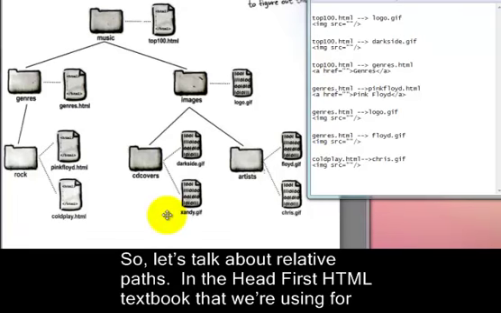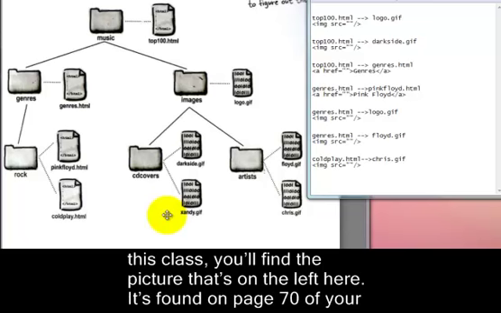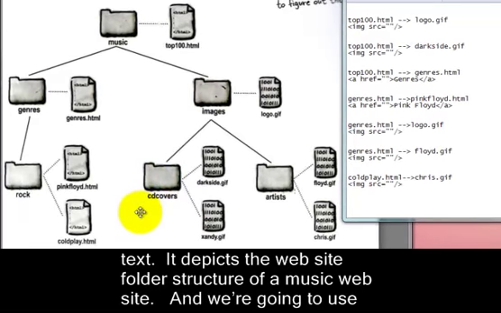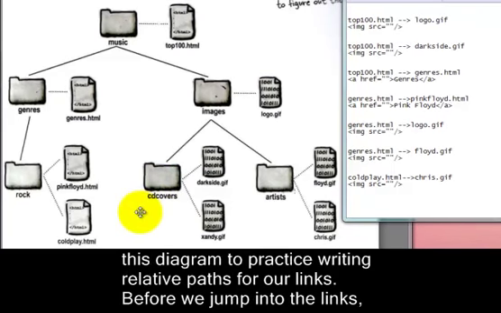So let's talk about relative paths. In the Head First HTML textbook that we're using for this class, you'll find the picture that's on the left here. It's found on page 70 of your text, and it depicts the website folder structure of a music website. So we're going to use this diagram to practice writing relative paths for our links.